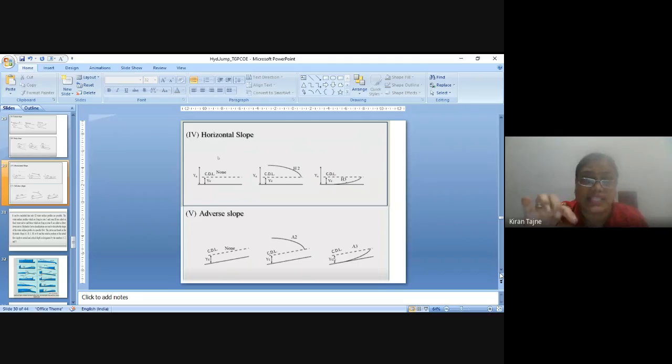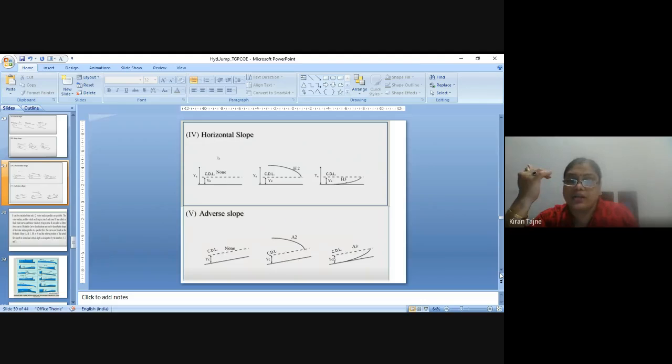So the first case, that is A1, will not occur. For A2 it is in the second zone, above CDL, so Y is greater than Yc. And for A3, Y is less than Yc.